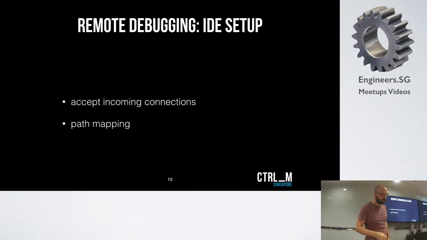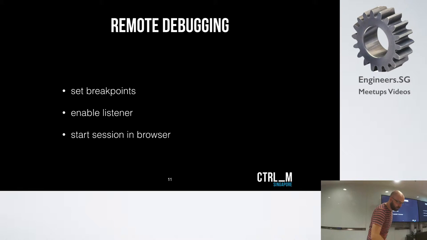for the debugging sessions. So when you set up your IDE, you need to first configure it to accept incoming connections for the debugger, and you need to set up path mapping, because when the protocol talks about files, it uses the absolute local file path on the server. You have a local copy of the source code, and you need to tell it how to match an absolute path that it gets from the server to your local source code. I'll show that to you later.